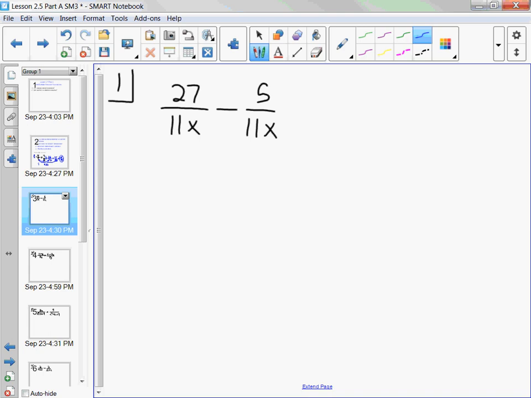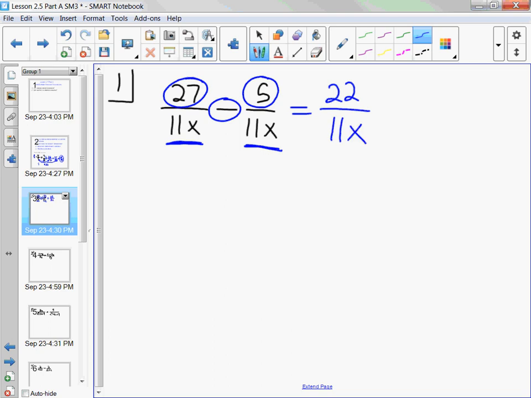Okay, here we go. First thing, determine the common denominator. Well, we already have a common denominator. We have 11x as both of our denominators, which makes it really nice. All I have to do now is subtract the numerators. 27 subtract 5 makes 22, all over the common denominator, 11x. You don't add the common denominators, you just write 11x, the common denominator.